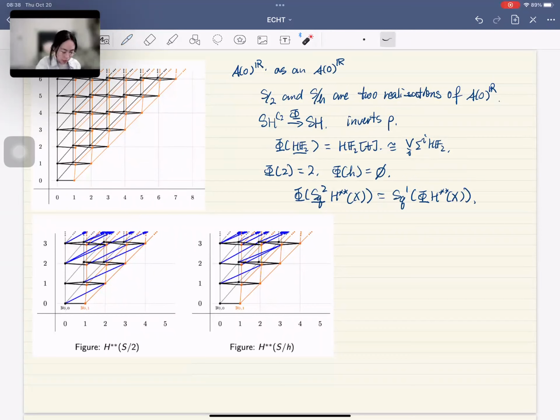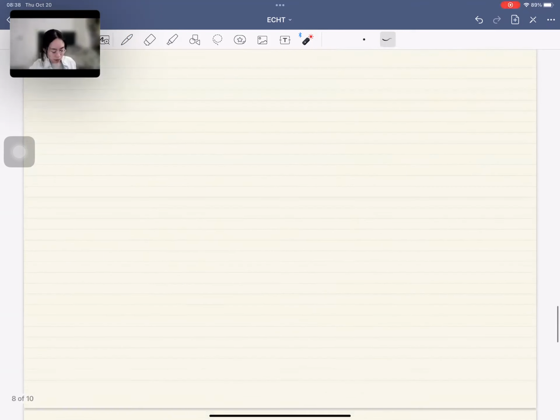So roughly we can see that this 2 class is connected by this Sq2. So after applying geometric fixed points, it becomes a Sq1. So that matches up with the geometric fixed point of 2 being 2. And for this one, well, we don't have the Sq2, so the geometric fixed point of H is empty. Right. So that's the realization question for A(0), and there's 2 realizations of that. And coming to A1, things get more complicated.